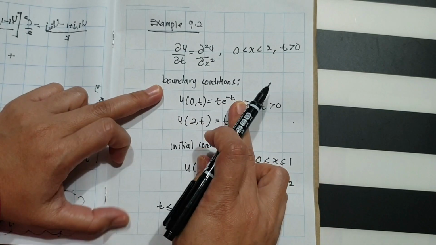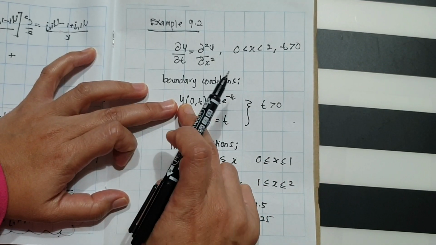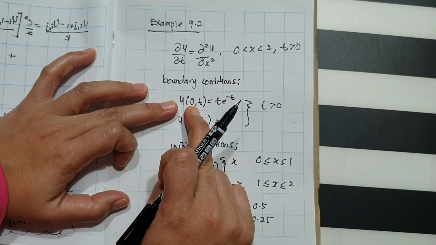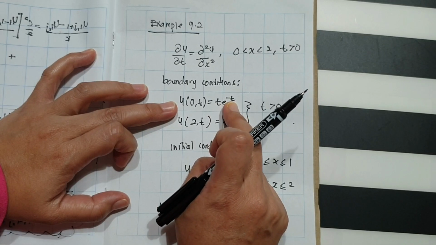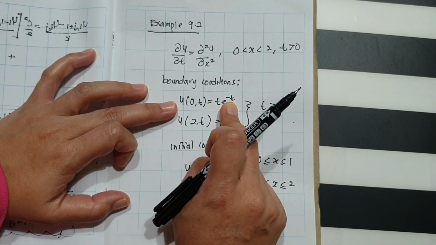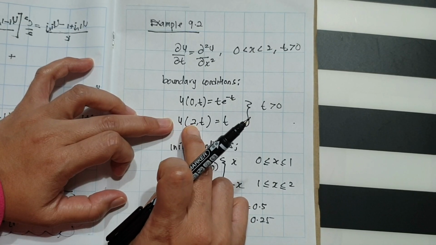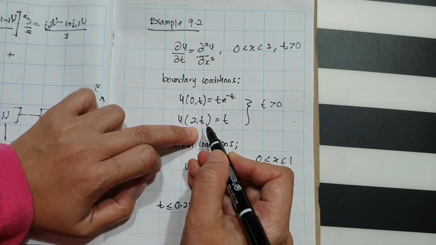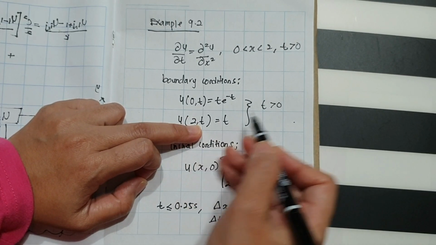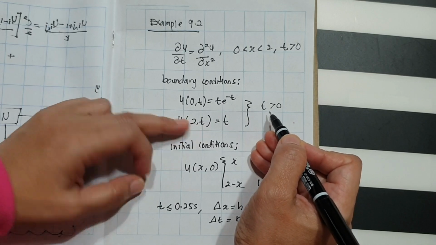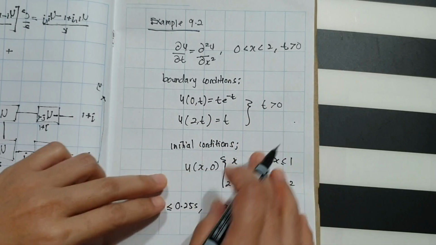Also given the boundary conditions. At the first boundary, when x is 0, the value of u is t e to the negative t. For the second boundary, when x is equal to 2, the condition at the boundary is equal to t. This is applicable for t more than 0 seconds.